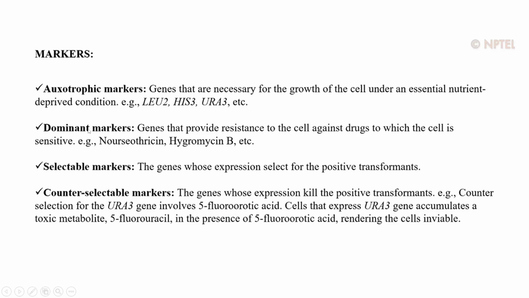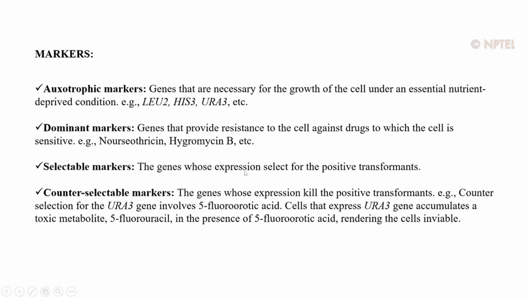Another is the dominant markers. These are genes that provide resistance to the cell against drugs to which the cell is otherwise sensitive, such as nourseothricin and hygromycin B. So these two genes actually provide resistance against the drugs. That is a dominant marker. If these two genes are present, then that organism can survive, as it provides resistance to that drug molecule.